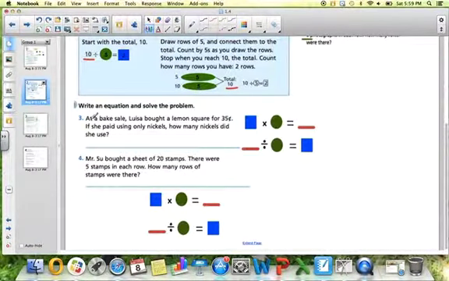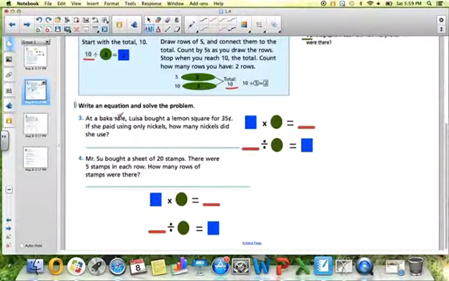Okay, so for number 3, we are going to write an equation and solve the problem. I went ahead and copied these little equations to kind of help us. They're just like formats to help us remember what we were doing before and help you guys out a little bit.